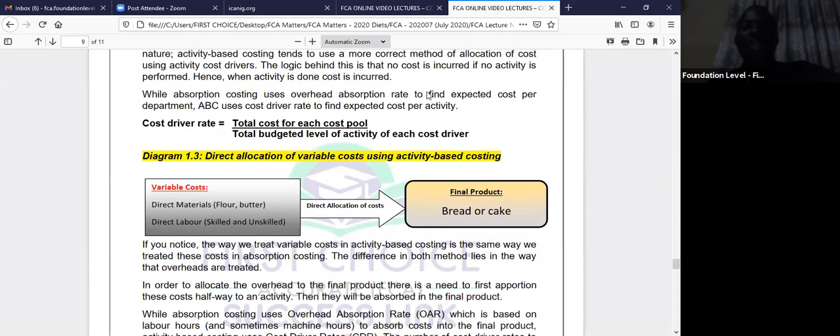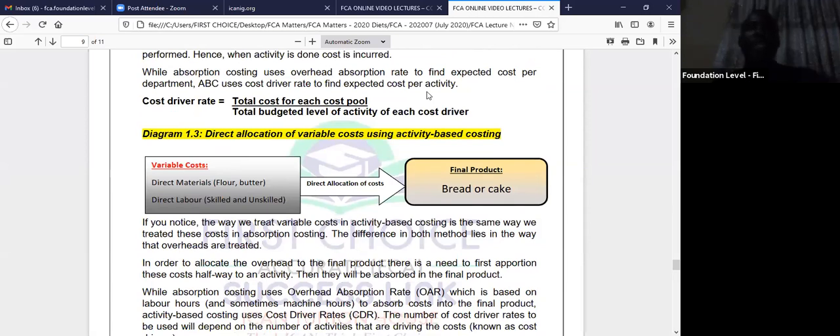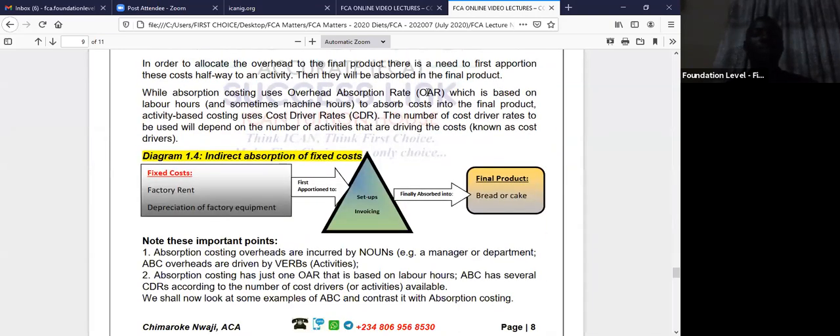Now, the similarity between absorption costing and ABC is how they treat direct costs. You see the same diagram here; it is the same way we treat them in absorption costing. They are directly allocated to the final product, no stress. All right? But the difference comes in how we allocate the indirect costs, the period costs. How do we push them to the final product? Once again, we have a halfway house, just like absorption costing. But the difference is what makes up the halfway house. In absorption costing, we say a noun. In ABC, we'll say a verb.